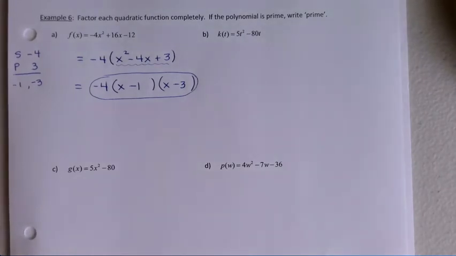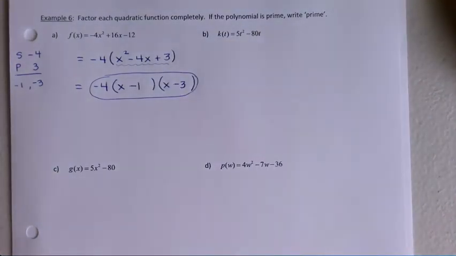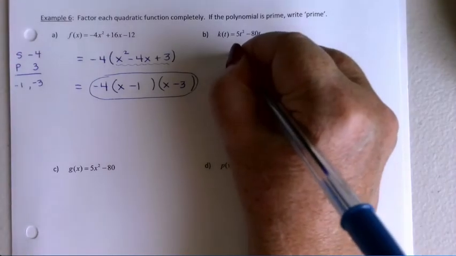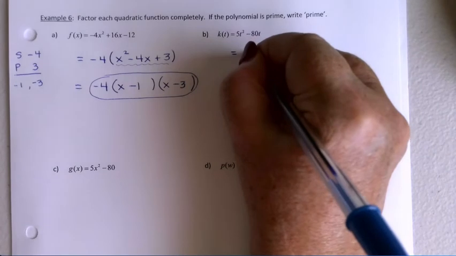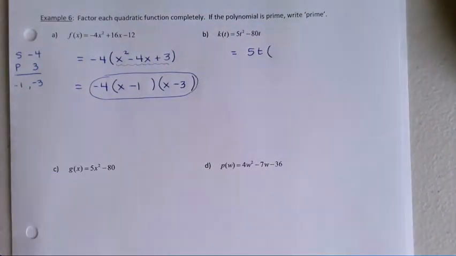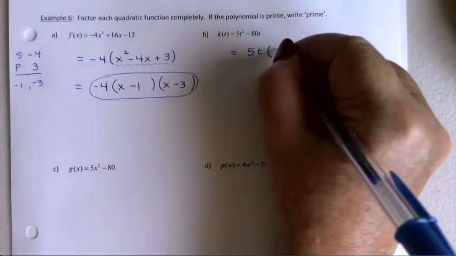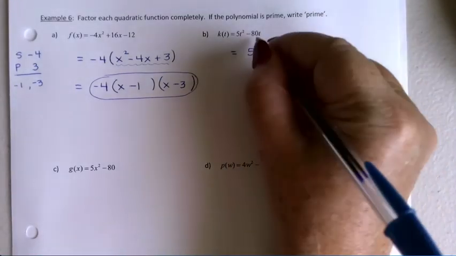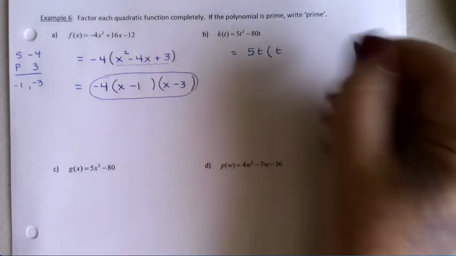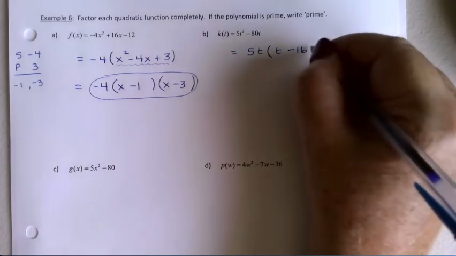All right, let's try B. Just a binomial this time. And looking at that, I do see a GCF. We always want to think about that greatest common factor first. 5 goes into both, and also t to the first. So when I divide that out, I'm just going to get 1t, and 80, or negative 80, divided by 5 would be negative 16. The t is already factored out.